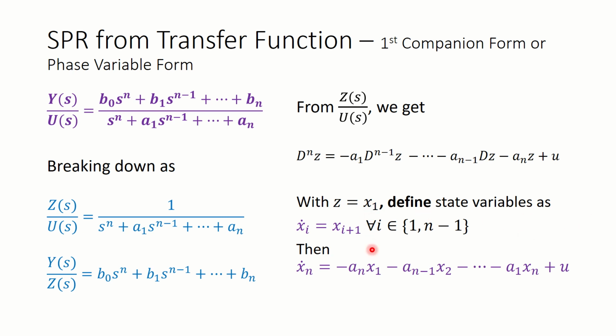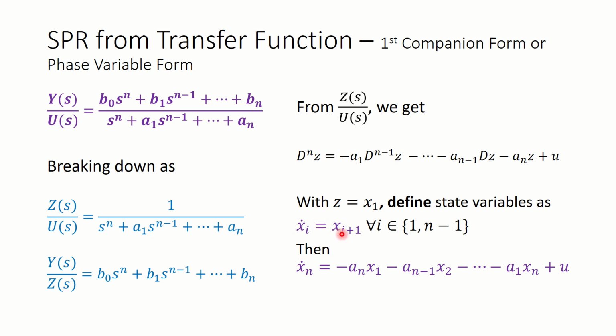From x1 to x(n-1), we use this relationship between these state variables. We define x1 as z, and then we continue defining x2 as x1 dot, x3 as x2 dot, and if I put i as n minus 1, then it becomes xn. So xn is x(n-1) dot.